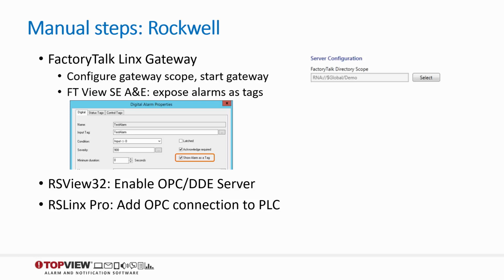For FactoryTalk View SE alarm and events, tag-based alarms, and HMI alarm tags, you need to set the scope of the FactoryTalk Linx gateway to the application and make sure that the gateway is running. FactoryTalk View SE alarm and event tag-based alarms are not by default exposed to the gateway, so you'll need to enable the Show Alarm as Tag property for each alarm. RSView32 users need to enable the OPC server in the startup of the project, and RSLinx users will configure OPC connections to each PLC.